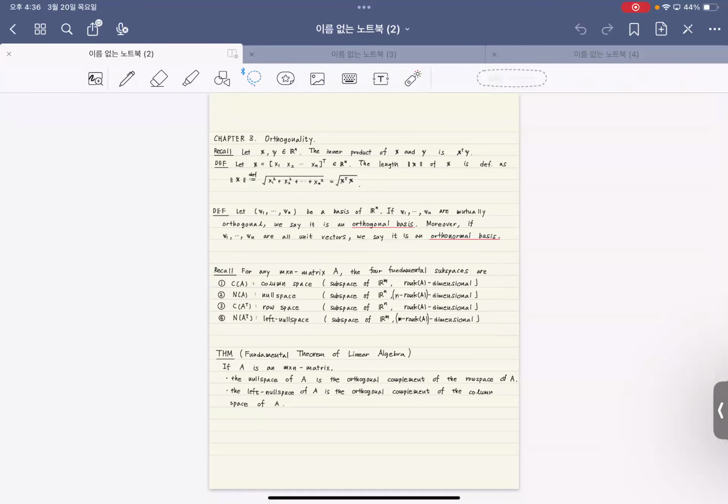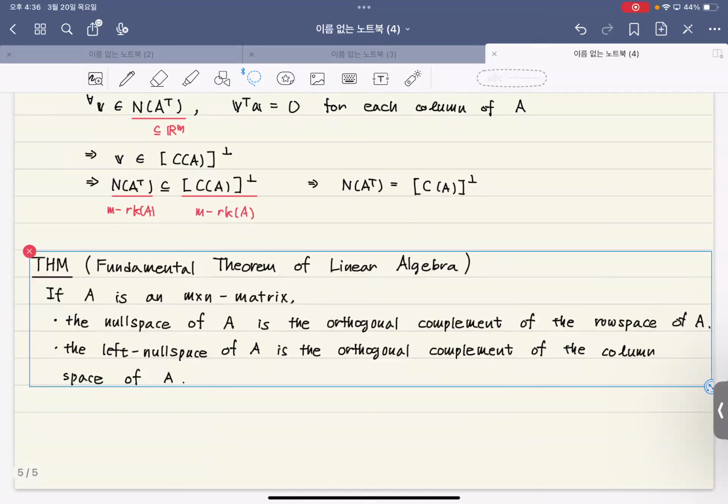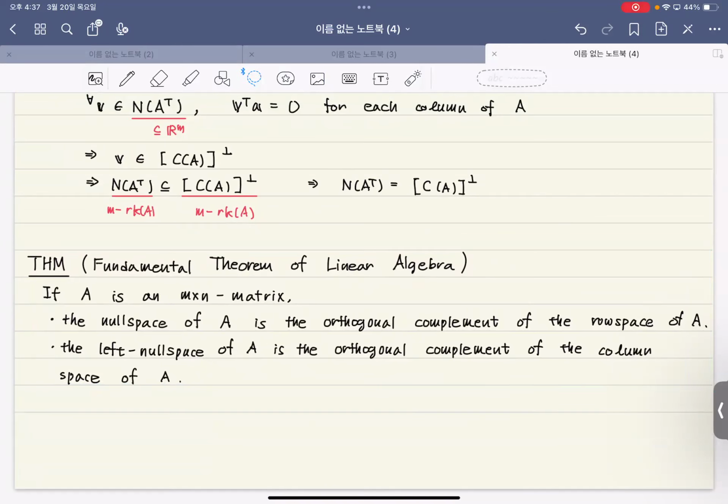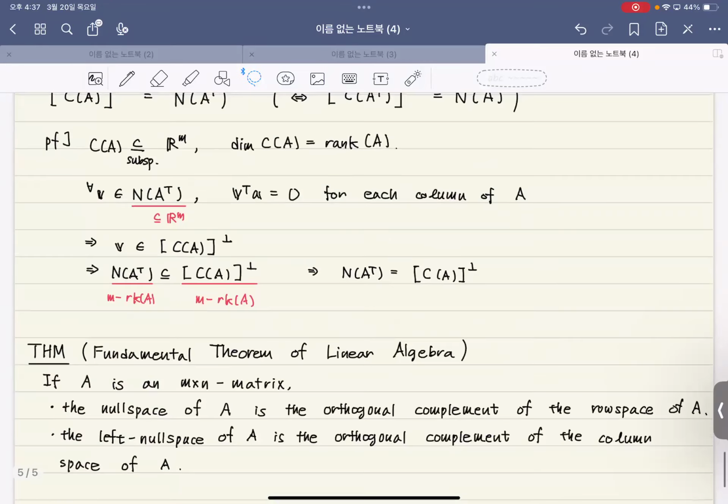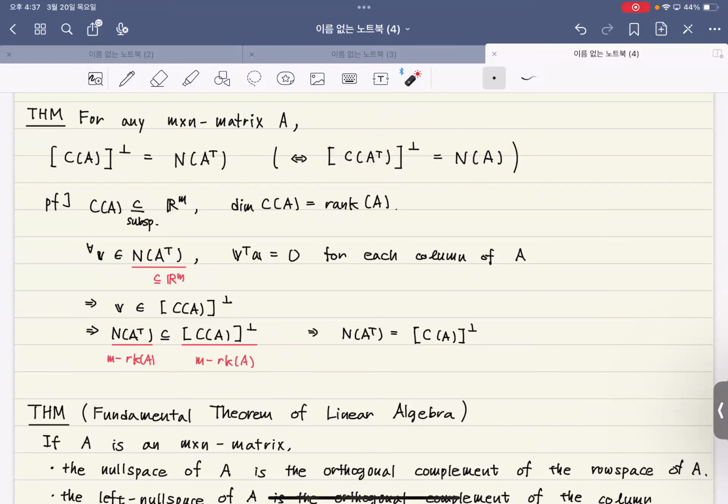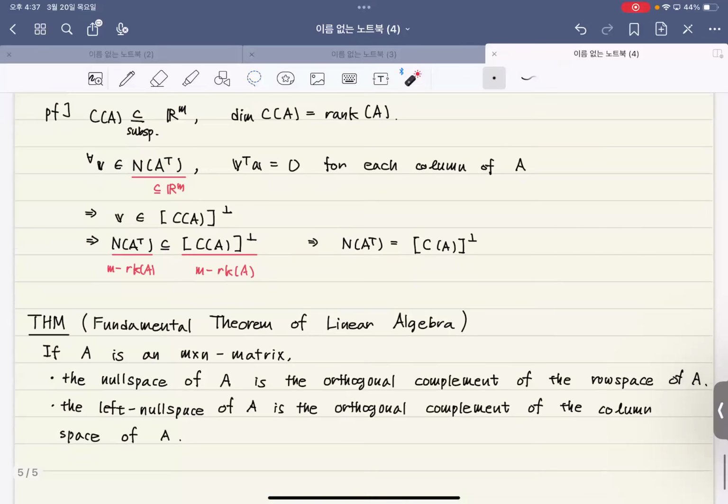Now, we can summarize this result in the so-called fundamental theorem of linear algebra. In any math course, if your professor says some theorem is fundamental, then you should memorize it by at least the end of this semester. This is our fundamental theorem of linear algebra, and the statement itself is very easy. For any given matrix, the null space of A is the orthogonal complement of the row space. And the second statement is that the left null space is the orthogonal complement of the column space.